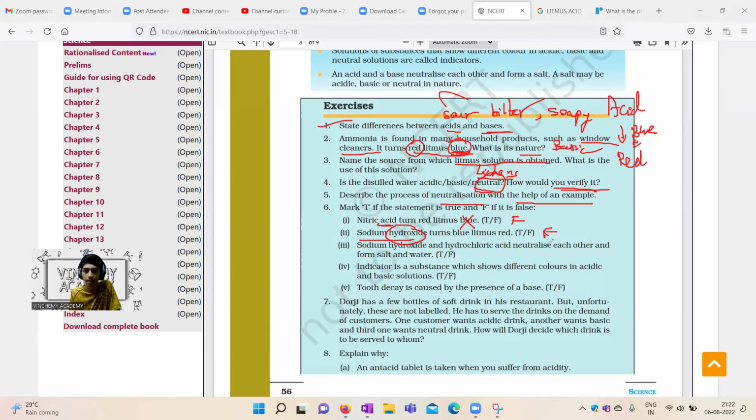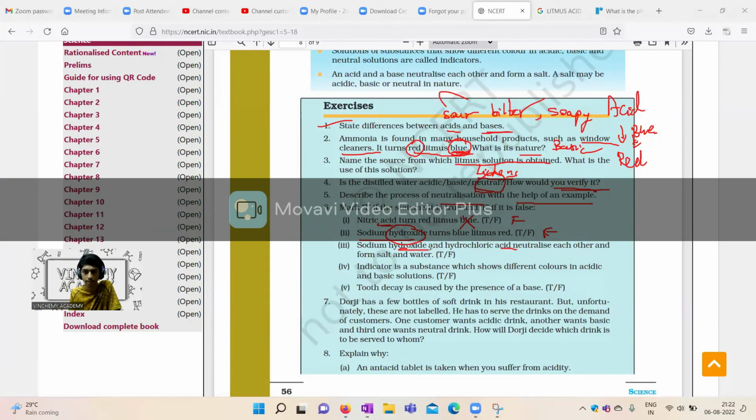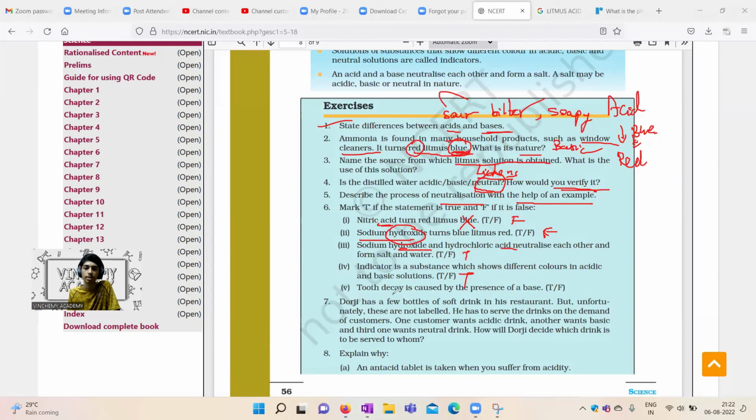Sodium hydroxide and hydrochloric acid: hydrochloric acid is an acid, hydroxide is a base. So they neutralize each other and form salt and water. It's true. An indicator shows different colors in acidic and basic solutions. It's again true.